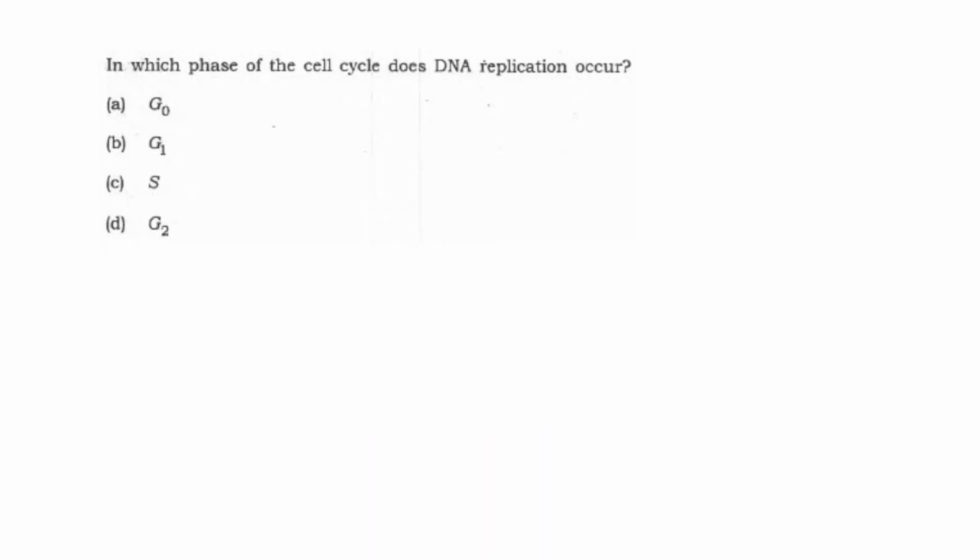A very simple question: in which phase of the cell cycle does DNA replication occur? We all know that there are three different phases, G1, S and G2. DNA replication occurs in the S phase, also known as the synthesis phase. So the correct option will be C.